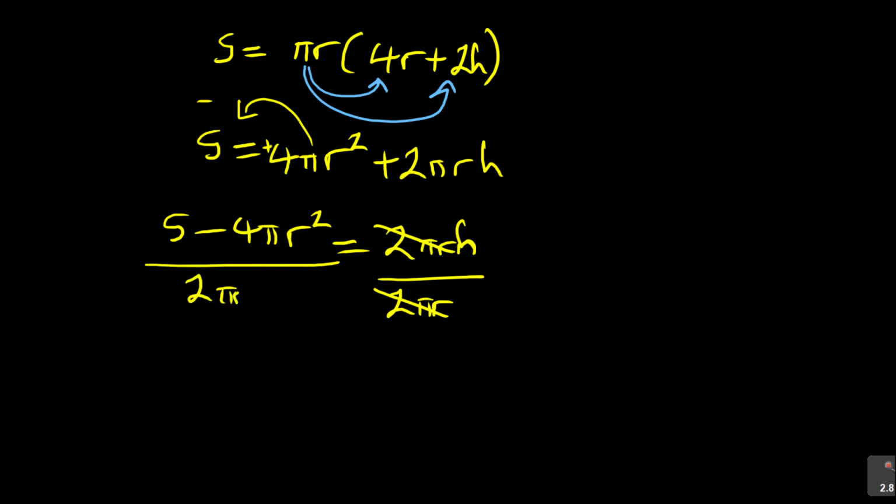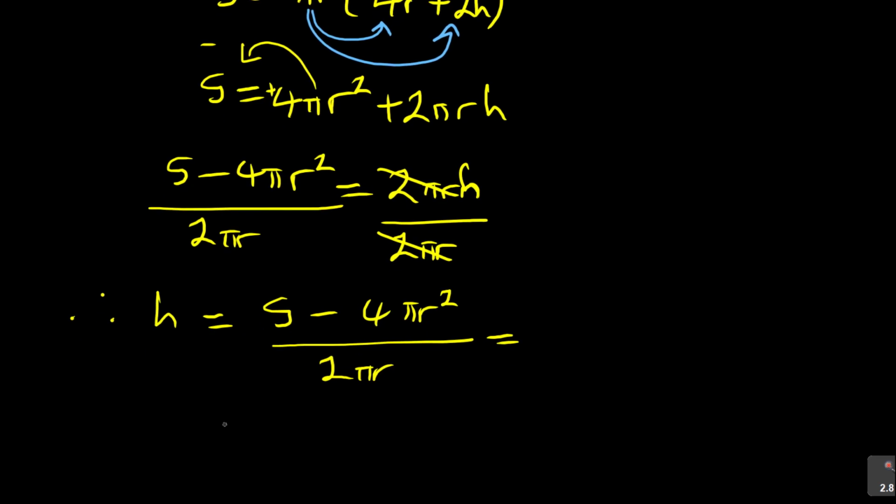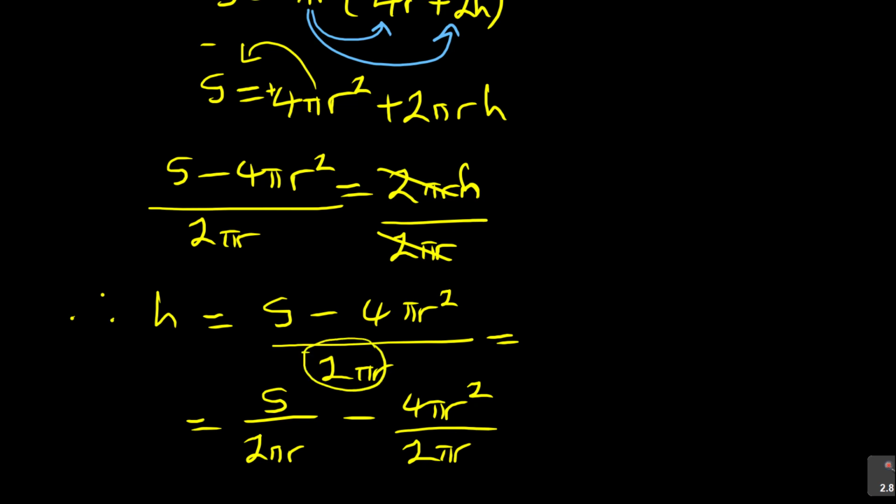This is 2 pi r. Then what do you have? Therefore, h is equal to s minus 4 pi r squared all over 2 pi r. You are also allowed to say it like this: h is equal to s over 2 pi r minus 4 pi r squared over 2 pi r. Meaning the 2 pi r is affecting that and that individually.